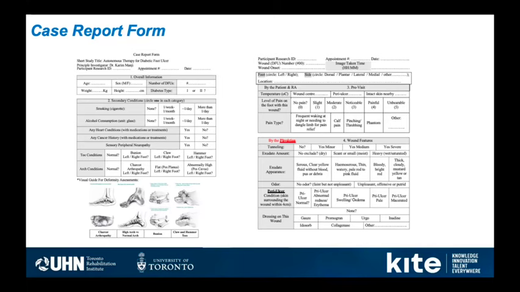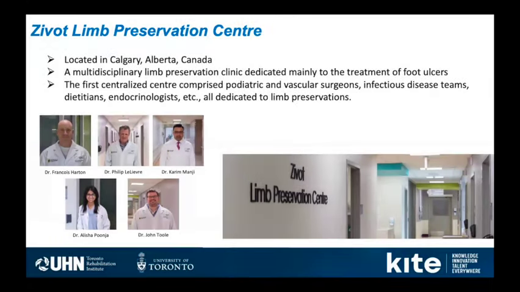In collaboration with Zivot Limb Preservation Clinic, we were able to start this data collection of about 300 patients. We intentionally selected this particular clinic in Calgary because this is the only multidisciplinary clinic in Canada where all the different types of specialties are gathered in one center, whether that's vascular surgeons, podiatrists, infectious disease teams, endocrinologists, and whatnot, all gathered in this one center to focus on vascular diseases and in particular foot ulcers and diabetic foot ulcers. So we figured this is a really good center for us to collect this comprehensive data set where we are looking at different aspects of the disease.